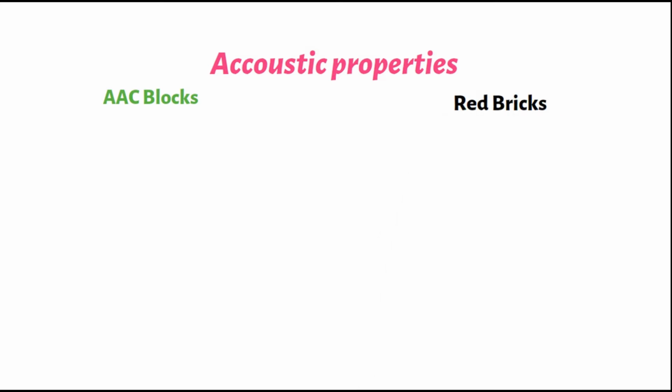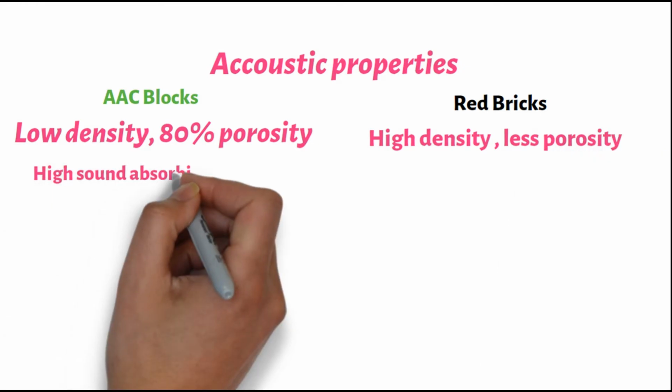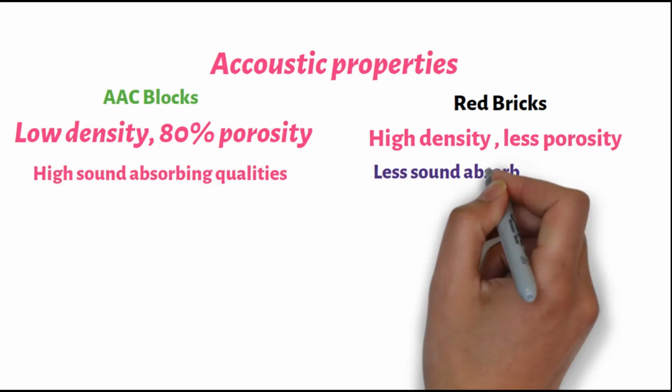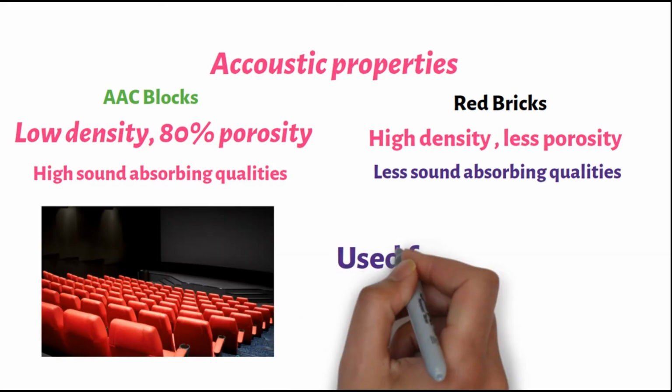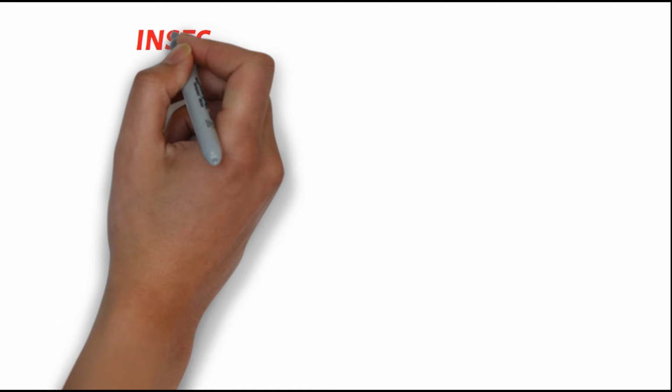First one is acoustic properties. AAC blocks are low density and have 80% porosity. Bricks are high density and have less porosity. Low density means high sound absorbing qualities, and they are used for auditoriums and cinema halls.